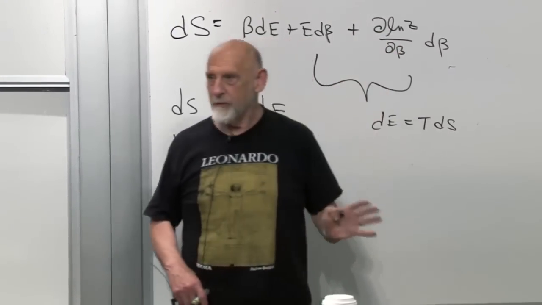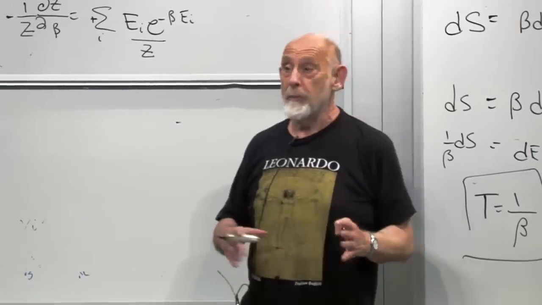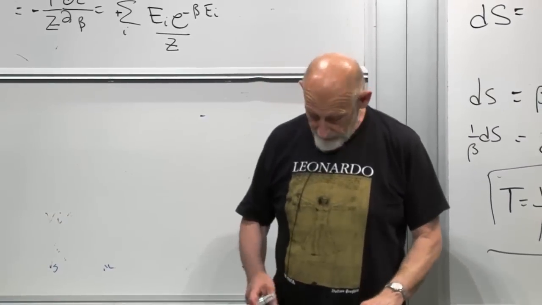Z only depends on one variable. It can either be taken to be E or beta. Okay, so it's a good point.